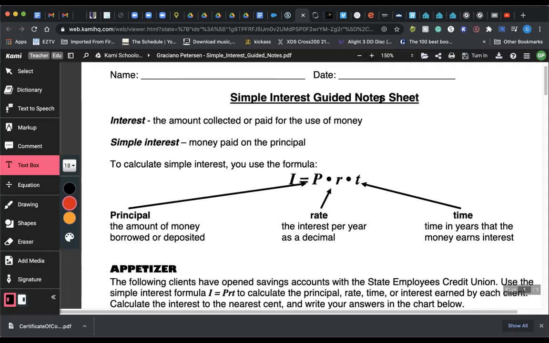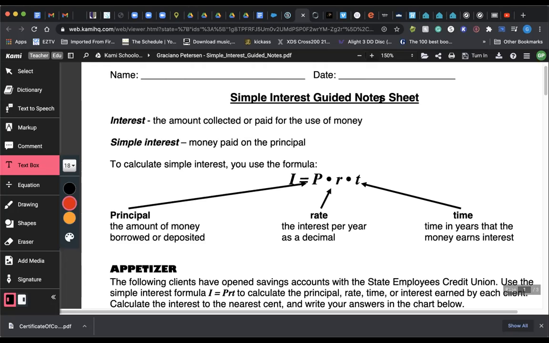When am I charged interest? When you borrow. Good. When I borrow money, I am charged interest, right? That could be via a credit card, a car loan, a house loan, right? Those are the places where we are charged interest, right?